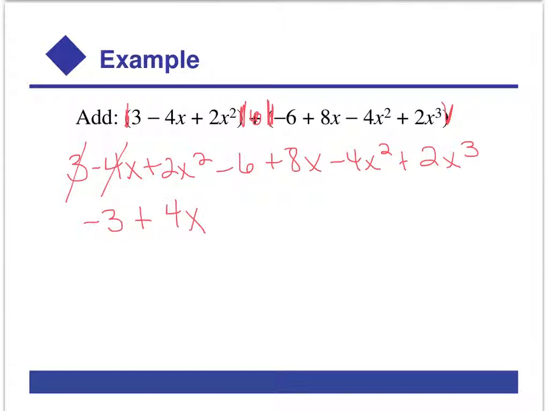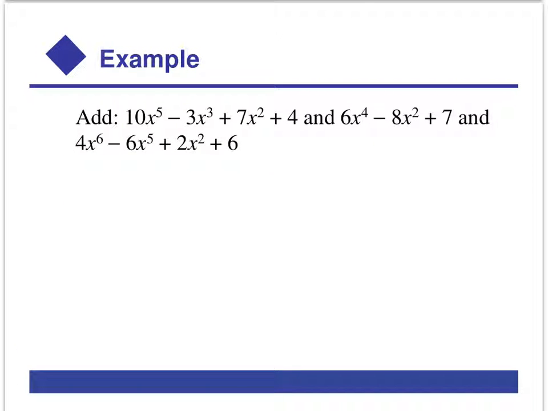I've used this one and this one, this one and this one. So now I have a 2x squared and a negative 4x squared, so that's going to give me a negative 2x squared. And then last but not least, I have a 2x raised to the cube that I can't gather with anything else. Now anytime you see the word "and," all you're going to do is just add them together. So you can go through and gather like terms.